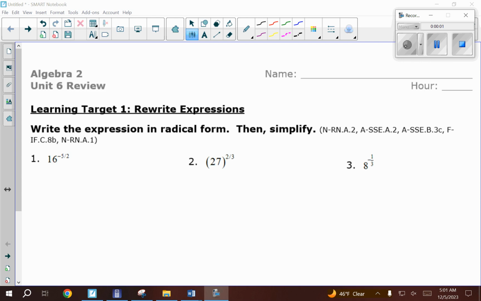Okay, so since this is such a long review, I'm going to be doing it in two parts. The first part's going to have the first 21, and the second part's going to have the second 21. So this question says, write the expression in radical form.